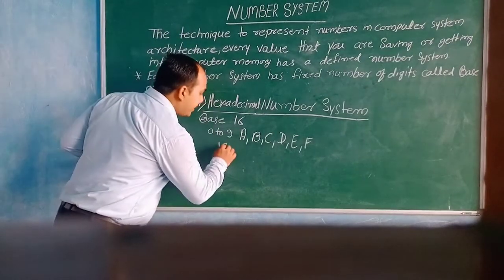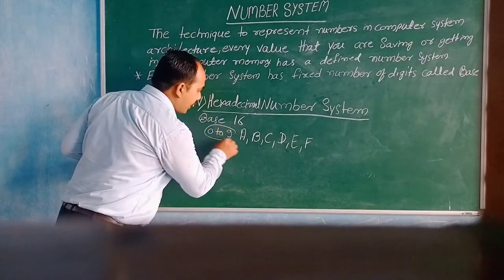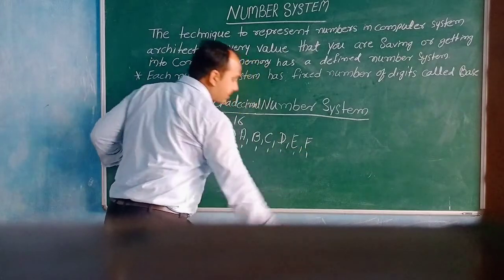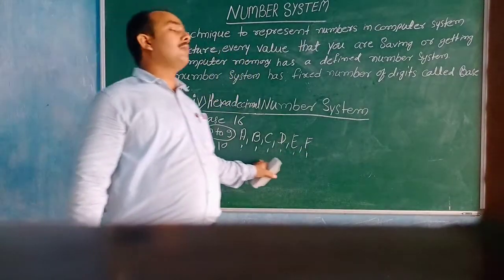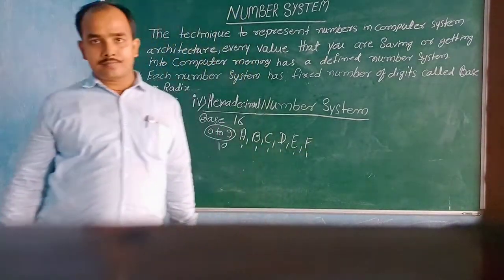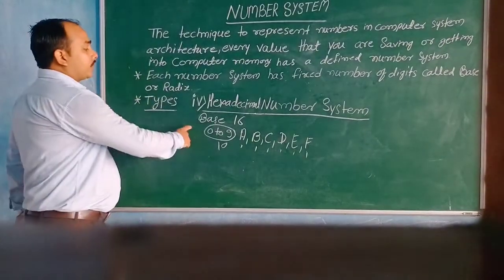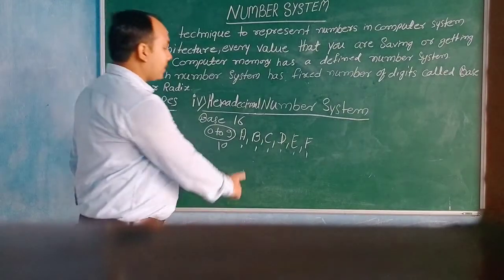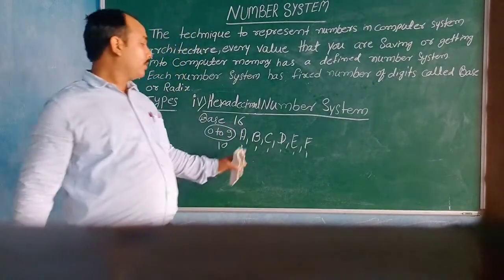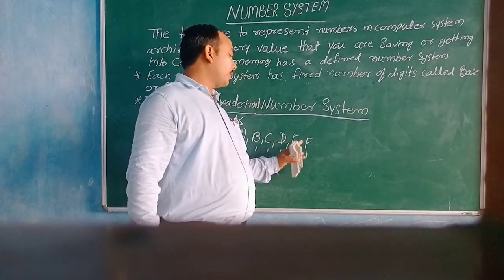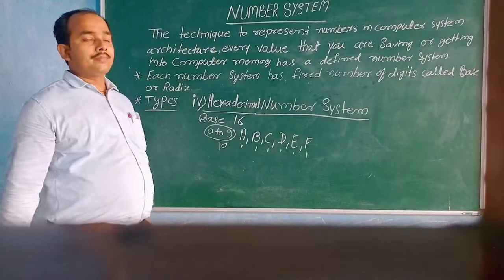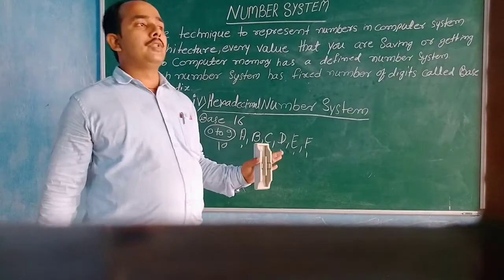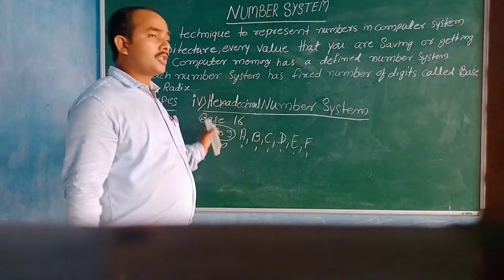0 to 9 is 10 digits, and A to F is 1, 2, 3, 4, 5, 6. So here the total number of digits is 16. So the base of the hexadecimal number system is 16. The value of A is 10, then 11, 12, 13, 14, 15. Okay, dear students. So this is the number system.